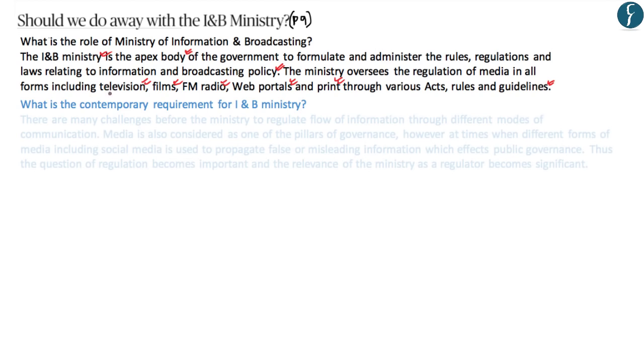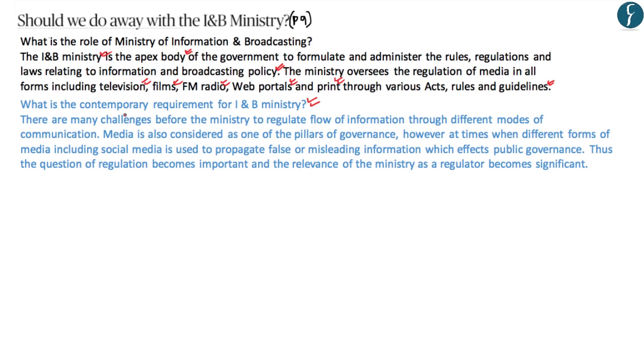Now the second question is what is the contemporary requirement for the Information and Broadcasting Ministry? According to the article, there are many challenges before the ministry to regulate the flow of information through different modes of communication such as television, media, social media, among other forms of communication. Media is also considered one of the pillars of governance. However, at times different forms of media, especially social media, are used to propagate false or misleading information which hampers public governance. And therefore, the question of regulation by the Information and Broadcasting Ministry becomes important, and the relevance of the ministry as a regulator becomes significant.